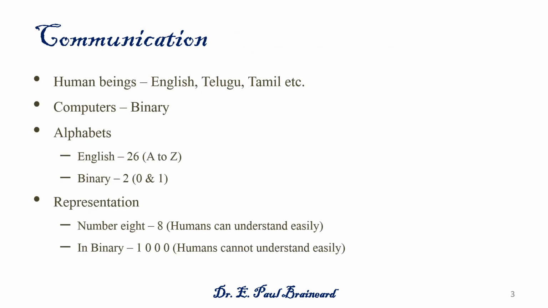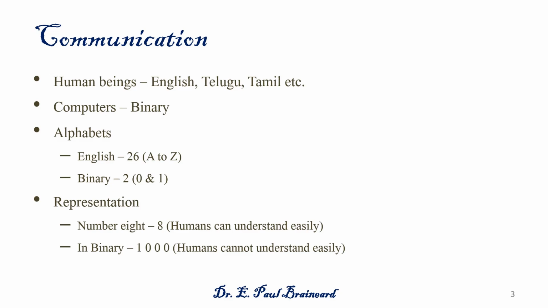Human beings communicate in languages like English, Telugu, Tamil, etc. Similarly, computers communicate in binary language. Every language has alphabets. English has 26 alphabets, A to Z. Similarly, binary language has two alphabets. They are 0 and 1.